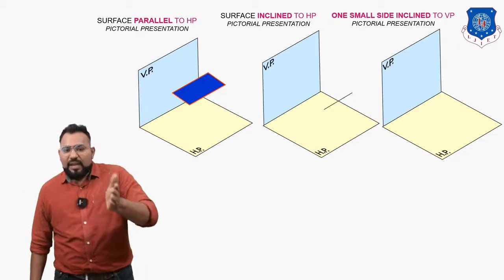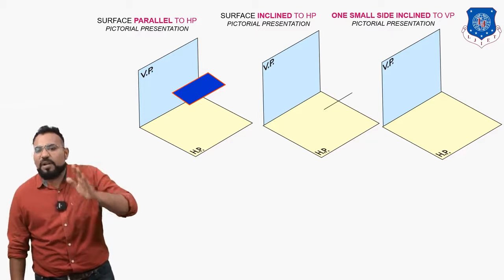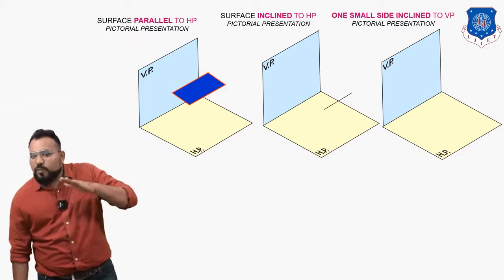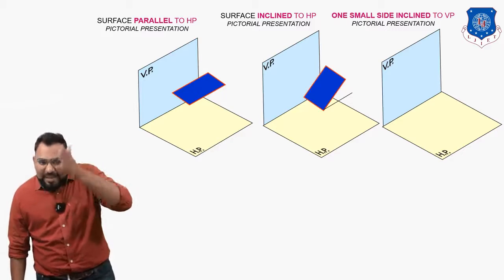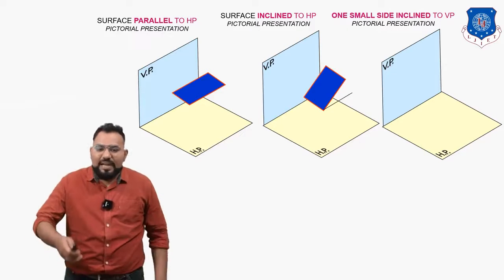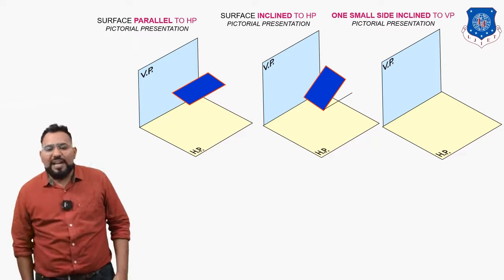Let us take the second pictorial presentation. Here I am going to take this same surface but inclined to HP. So in the second pictorial presentation, you can see that the same plane surface is inclined to HP. Yes, you are right.